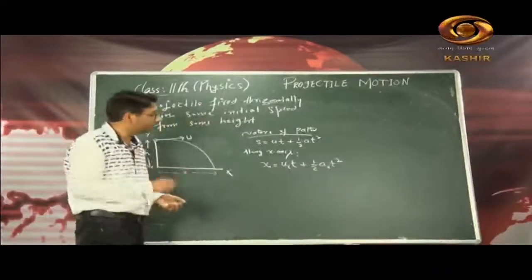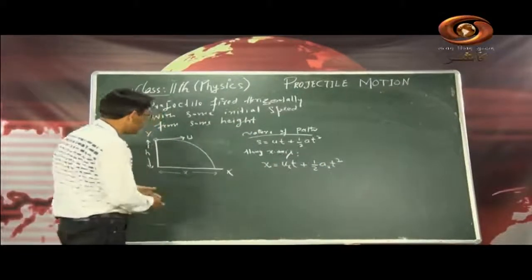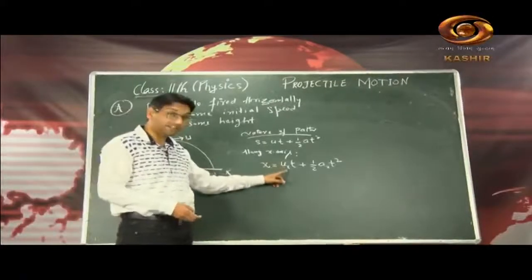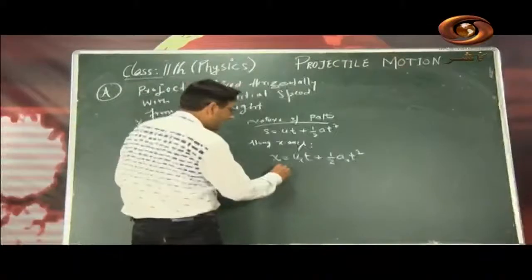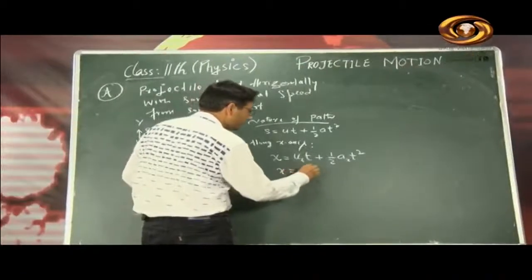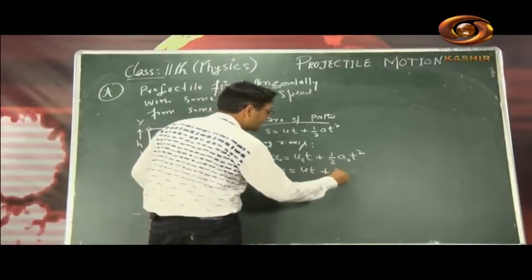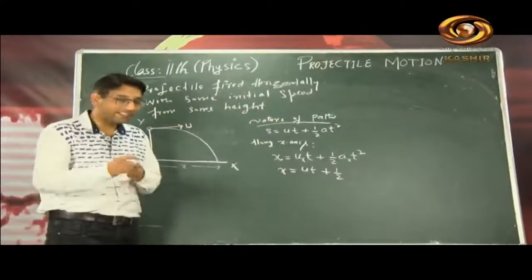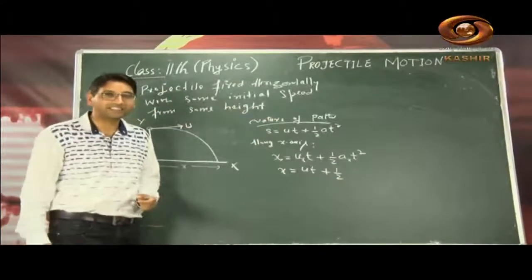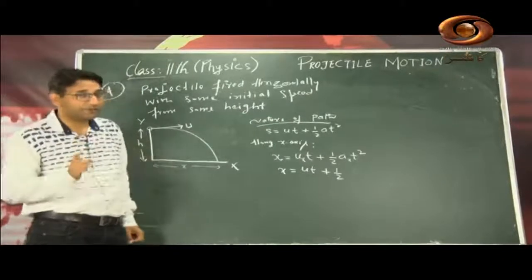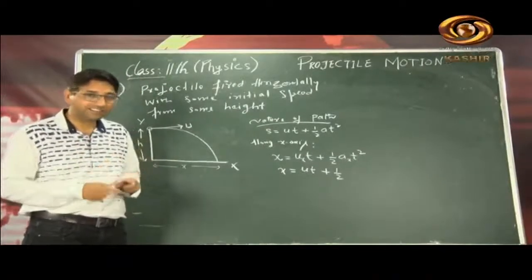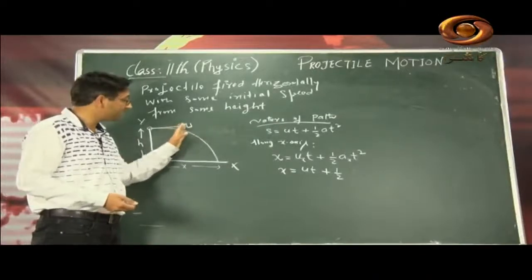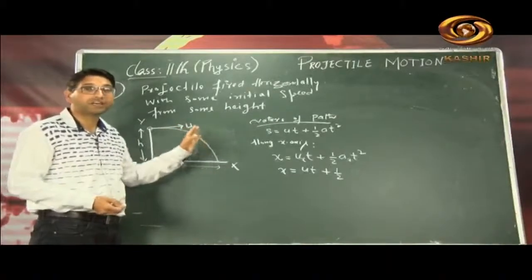For your kind information, my dear students, we have thrown the projectile with initial velocity u, so our u_x is u. Therefore I can say x = ut + ½a_x t². Now a_x is the acceleration along the x axis. Do you expect there is acceleration along the x axis? In a projectile, remember, there is no acceleration along the x axis. There is uniform motion along the x axis because this initial velocity remains the same throughout the journey of the projectile.